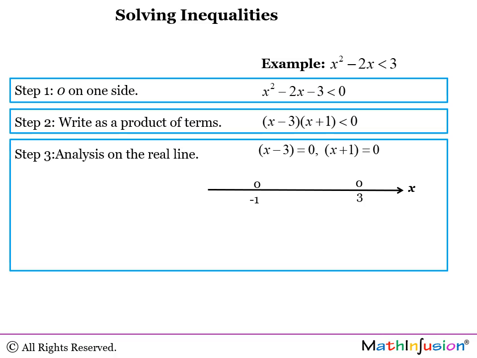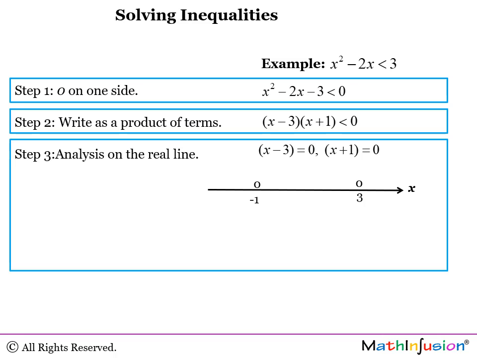We know from algebra that the expression x minus 3 times x plus 1 can only go from negative to positive or positive to negative if it is first of all 0. This means that the sign of the expression x minus 3 times x plus 1 is the same on the first interval between negative infinity to negative 1. It is the same between negative 1 and 3, and it is the same between 3 to infinity.